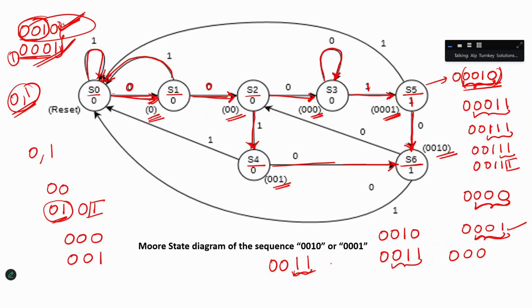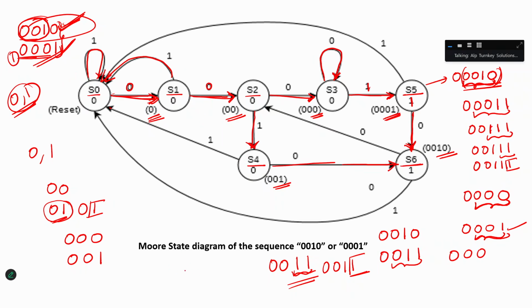Not matching. Okay? Next, 0, 0, 1, 1. So next I need to see for 1 bit. Is 1 bit matching? No. Is 1 bit matching? Not matching. Simply it will go to the reset state. If any of the bit is not matching, it will go to which state? Reset state. Initial reset state is nothing but where it started.